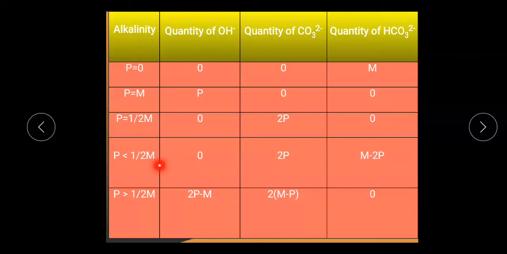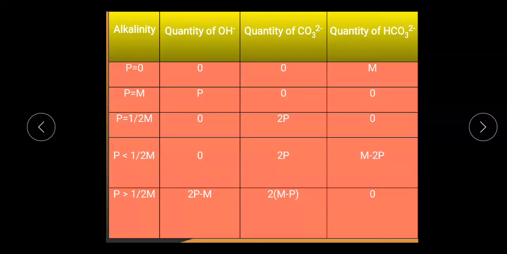When P is less than 1/2 of M, for example the value of P is 40 and the value of 1/2 of M is 50, it indicates that carbonate and bicarbonate ions are present, and the quantity of each is given. You can calculate carbonate ion as 2P, while bicarbonate ion is M minus 2P, expressed in ppm of calcium carbonate equivalent.